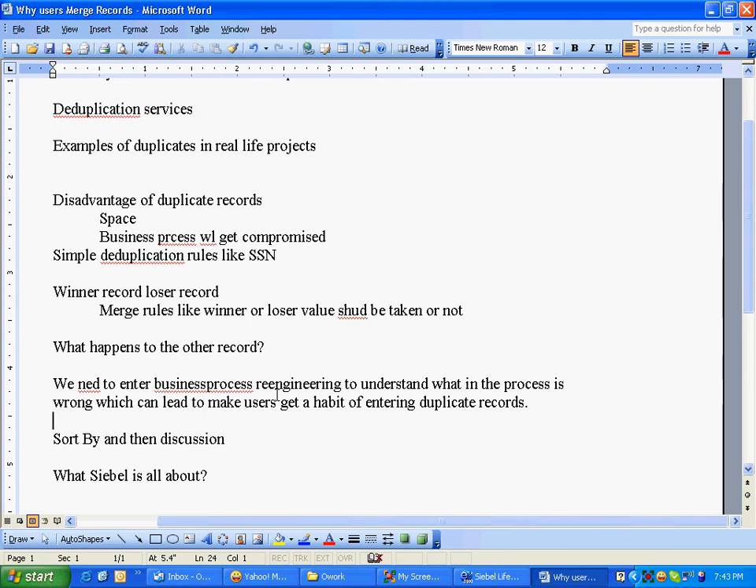Well, we're talking about some business things, but anyway, there are some pre-entry strategies. There are some post-entry ones. This one is post-entry: let them create duplicates, and we'll manage it later on. We'll see how. But anyway, coming back, you should be able to clearly see the disadvantages of entering duplicate records.